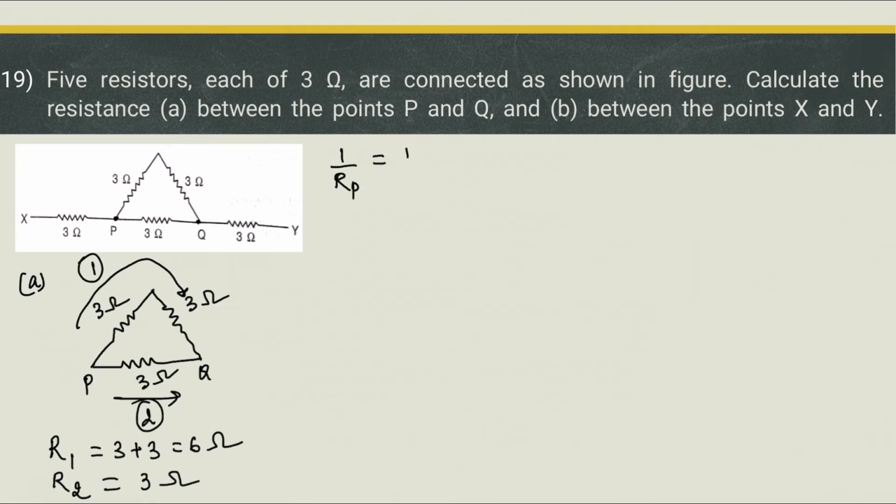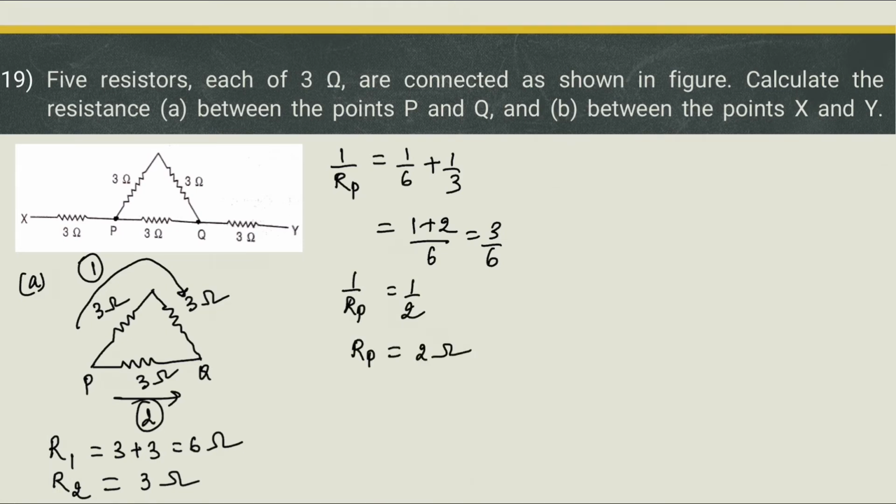1 upon Rp is equal to 1 upon 6 plus 1 upon 3, that is 1 plus 2 by 6, 3 by 6. So 1 upon Rp is equal to 1 by 2, and hence Rp is equal to 2 ohm.